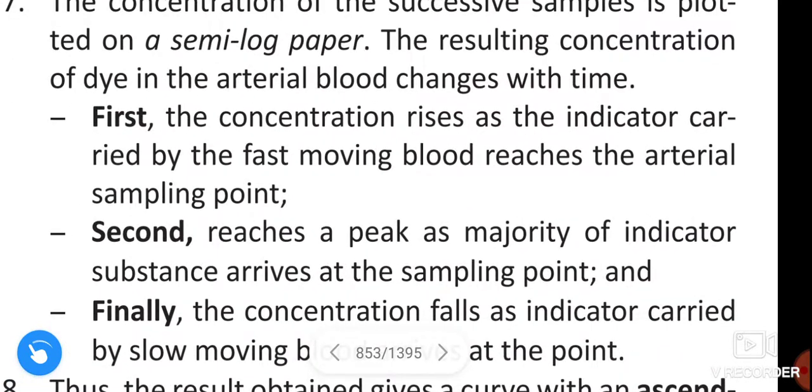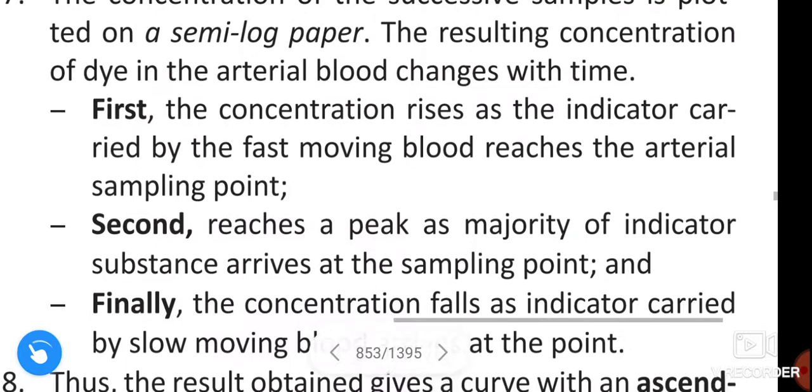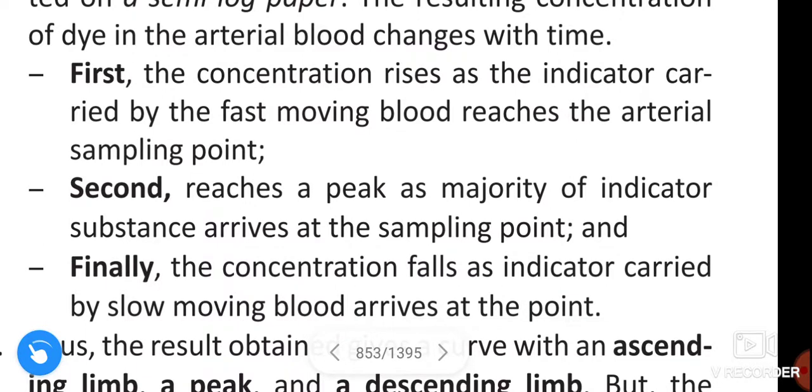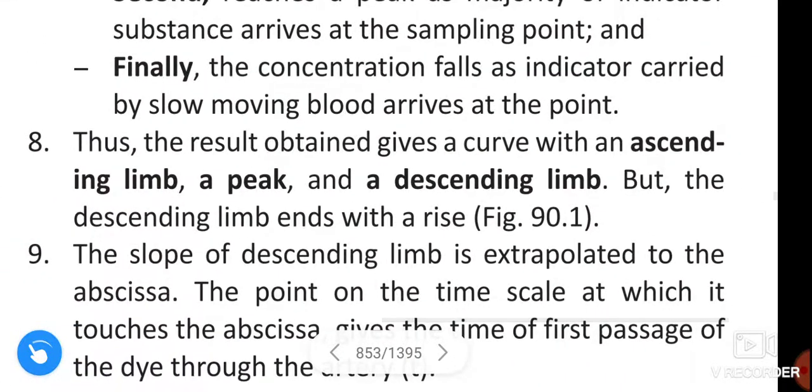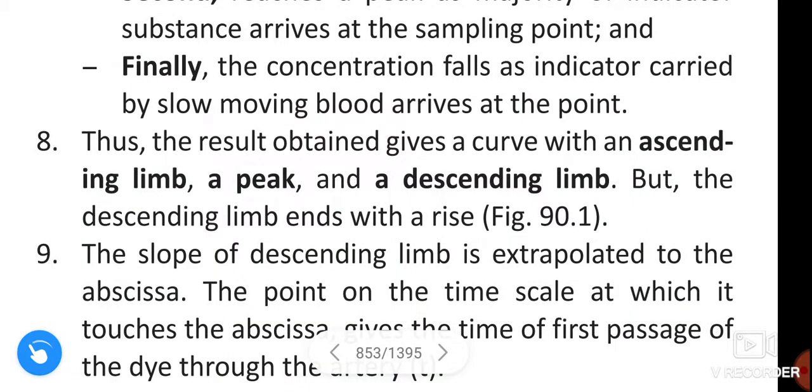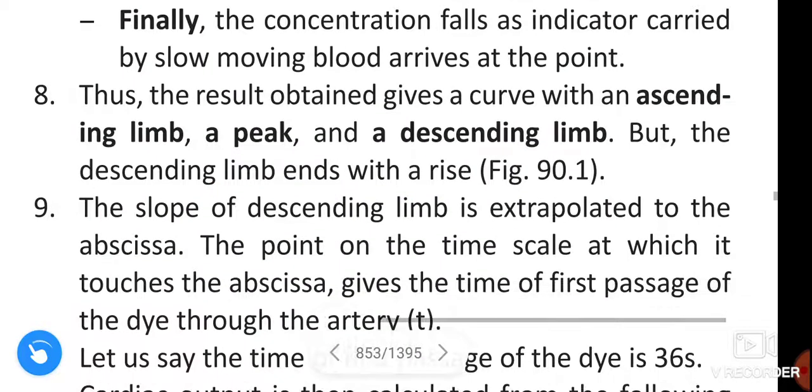This is about how the concentration of dye in arterial blood changes with time. Thus, the result obtained gives a curve with an ascending limb, a peak, and a descending limb, but the descending limb ends with a rise.